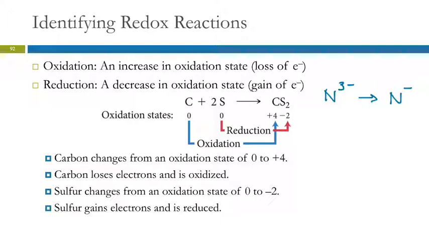You have to be able to think it through. So reduction is loss of electrons. Oxidation is gain of electrons. Oxidation means the oxidation state is increasing, becoming more positive. If you can think that through, then you can do that even when you do get confused.